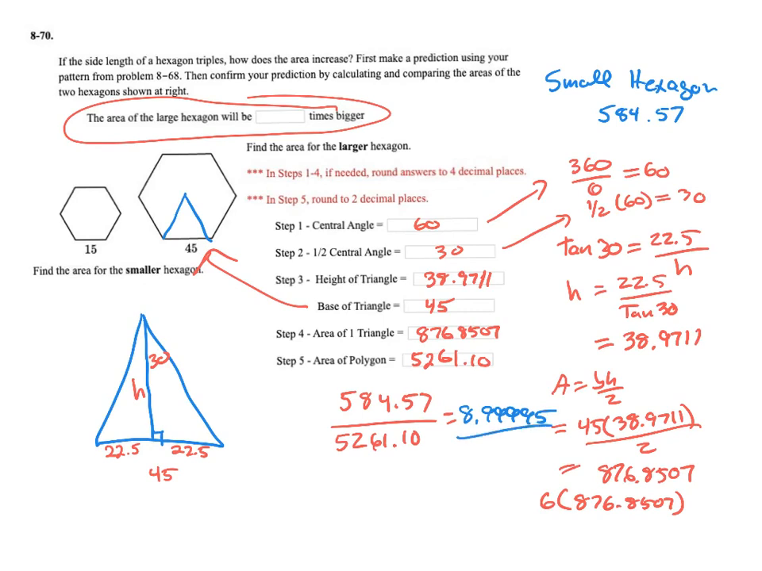8.99995. Now, it's not exactly 9 because of rounding that we've done along the way, but if you did everything without rounding, it would be exactly 9, and this is very close to that and would round up to 9. So we verified that it would be 9 times bigger.